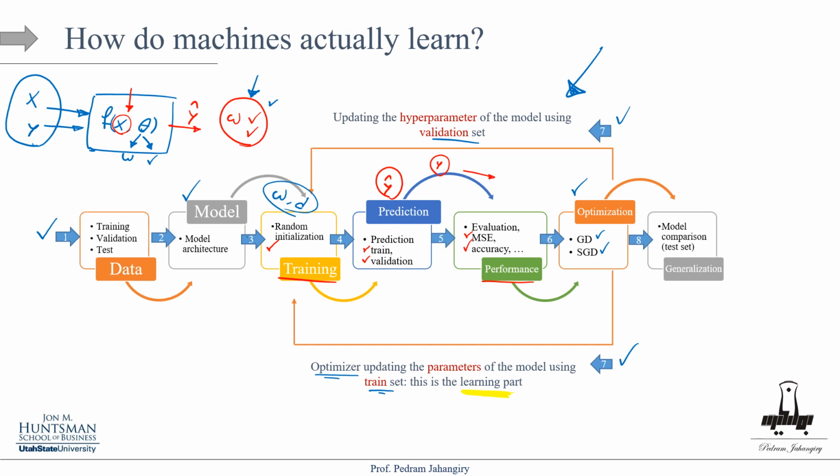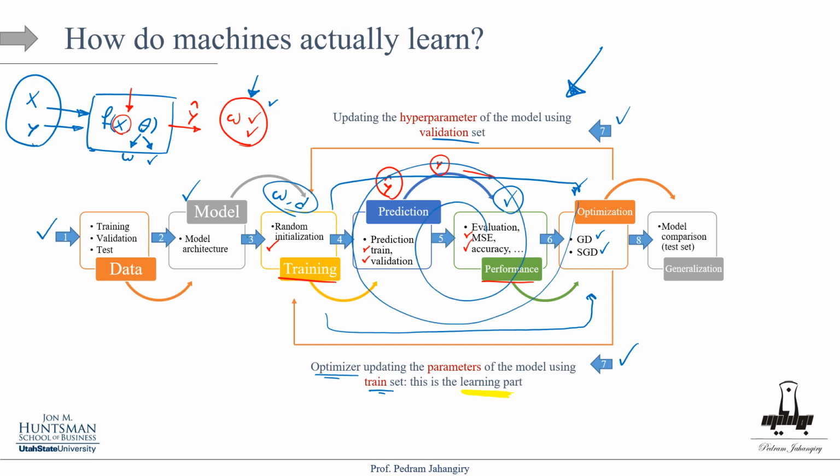We're going to go through this process one more time, and then look at the performance. If you're happy, we move on to the next step. If you're not happy, we iterate through this thing, okay? Until we get to a point that we are satisfied with the performance of the model in the cross-validation set, right?